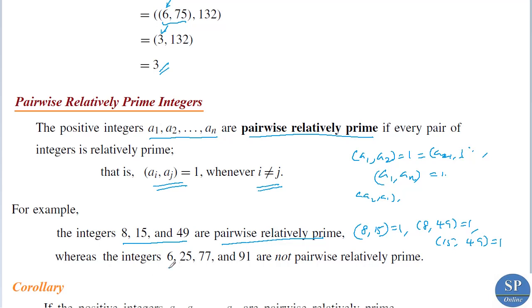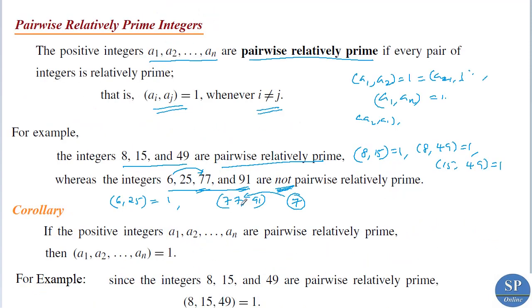Now what about 6, 25, 77, 91? These are not pairwise relatively prime because here the gcd of 6 and 25 is 1. Also the gcd of 6 and 77 is 1, but the gcd of 77 and 91 is not equal to 1 because 7 is a factor of both of these numbers. 7 is a factor of 77 and 91. So the gcd is not equal to 1 for 77 and 91. Therefore, these numbers 6, 25, 77 and 91 are not pairwise relatively prime.